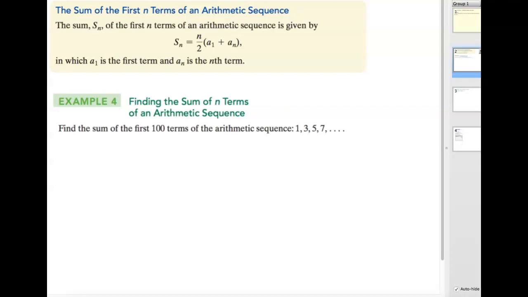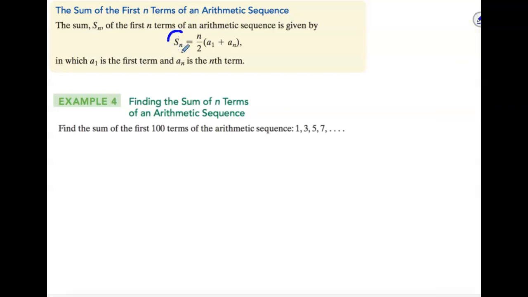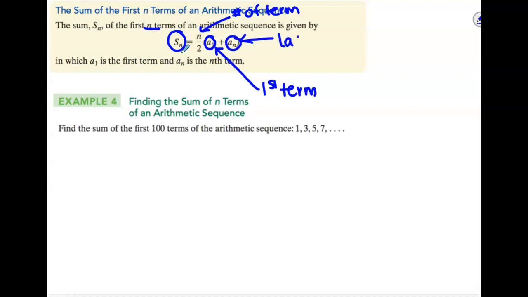All right, this lesson is on the sum of an arithmetic sequence. There is a formula in the yellow box. The S sub n represents the sum of some number of terms. N is the number of terms that you want in your sequence divided by 2. A sub 1 is the value of the first term, and then A sub n is the value of the last term.